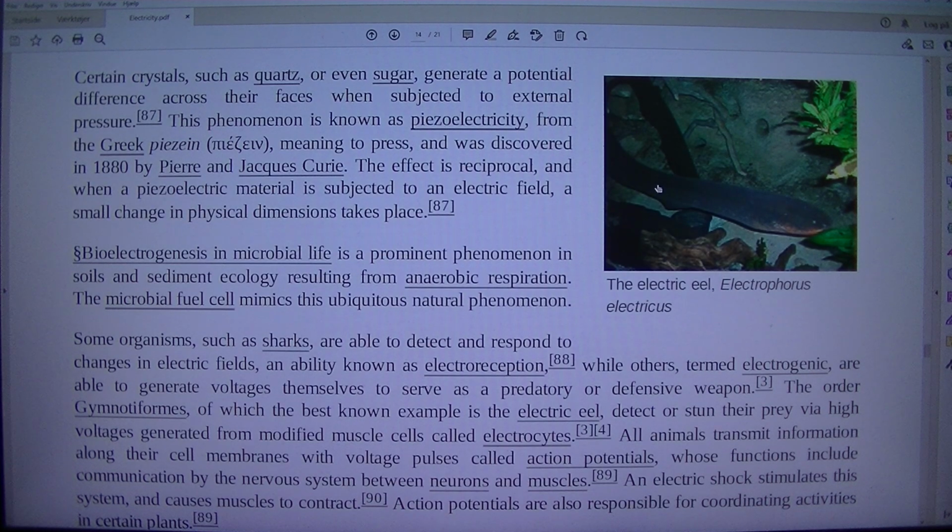The electric eel, Electrophorus electricus. Certain crystals, such as quartz, or even sugar, generate a potential difference across their faces when subjected to external pressure. This phenomenon is known as piezoelectricity, from the Greek piezein, meaning to press, and was discovered in 1880 by Pierre and Jacques Curie. The effect is reciprocal, and when a piezoelectric material is subjected to an electric field, a small change in physical dimensions takes place.